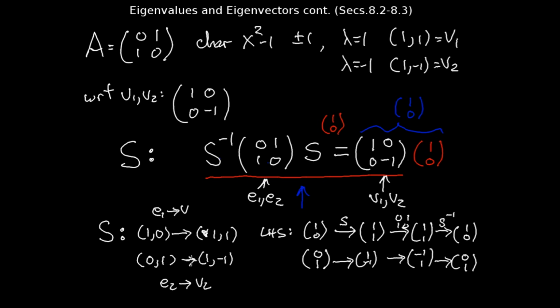So that's the guy. And what is S? What's the matrix which does this? Well, if you just think about it, you just put the eigenvectors in the columns. So this is equal to the columns v1, v2: (1, 1) and (1, -1).